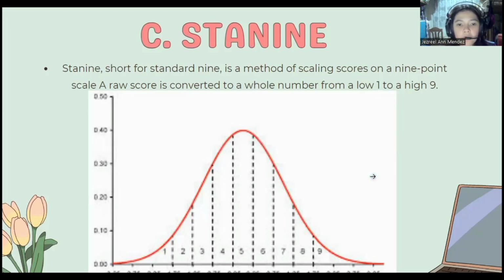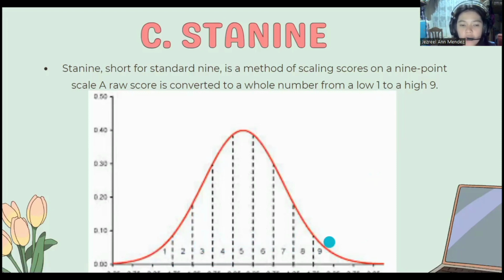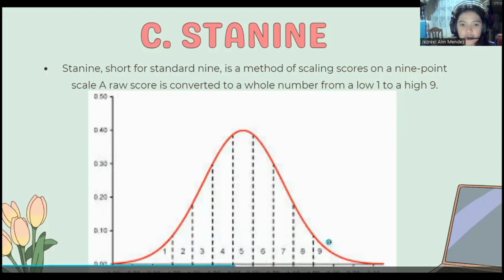Stanines resemble normal distributions as well. Consider these scores on a bell curve that has been cut into 9 sections. These are numbered 1 through 9, beginning with the left-hand part. However, where the mean of a standard normal distribution is 0, stanines have a mean of 5 and a standard deviation of 2.